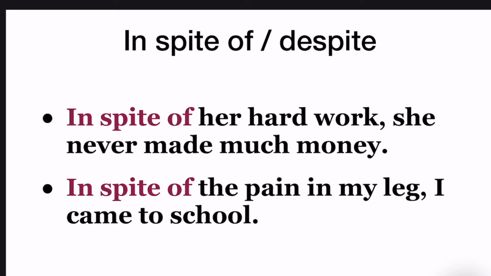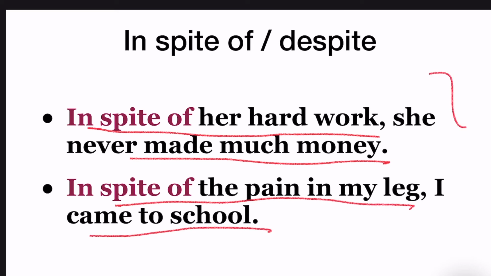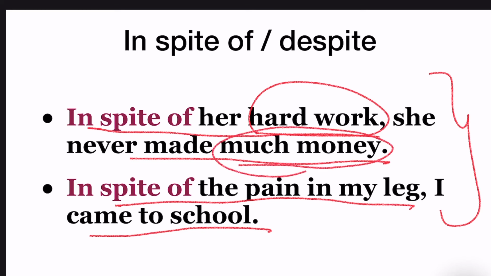Next example, in spite of her hard work, she never made much money. In spite of the pain in my leg, I came to school. These two sentences are expressing a contrasting idea. I worked hard, but I never made money. Here, I have a pain in my leg, but I came to school. These two sentences are contrasting each other.